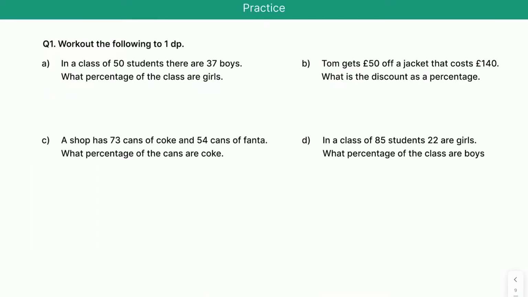So here's some practice questions. Press pause and have a go. Here are the answers. Mark your work.